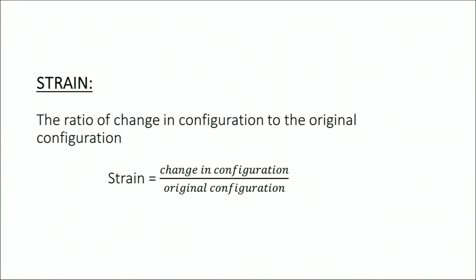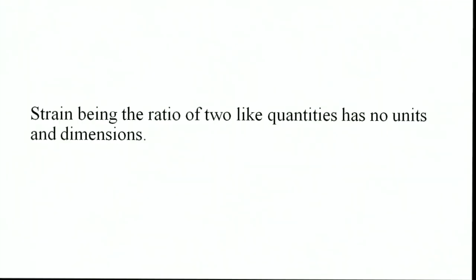So, I can take the ratio of its change to its original configuration of the length, which gives you a proper terminology for the strain. Therefore, we can state that the ratio of change in the configuration to the original configuration is a strain. After applying a longitudinal stress, there is a change in the length, and the original configuration was also a length. Therefore, both the terms will cancel each other in terms of SI units, and it will give you a pure number. So, in the next slide, we define that strain, being the ratio of two like quantities, has no units and dimension. It will give a pure number.